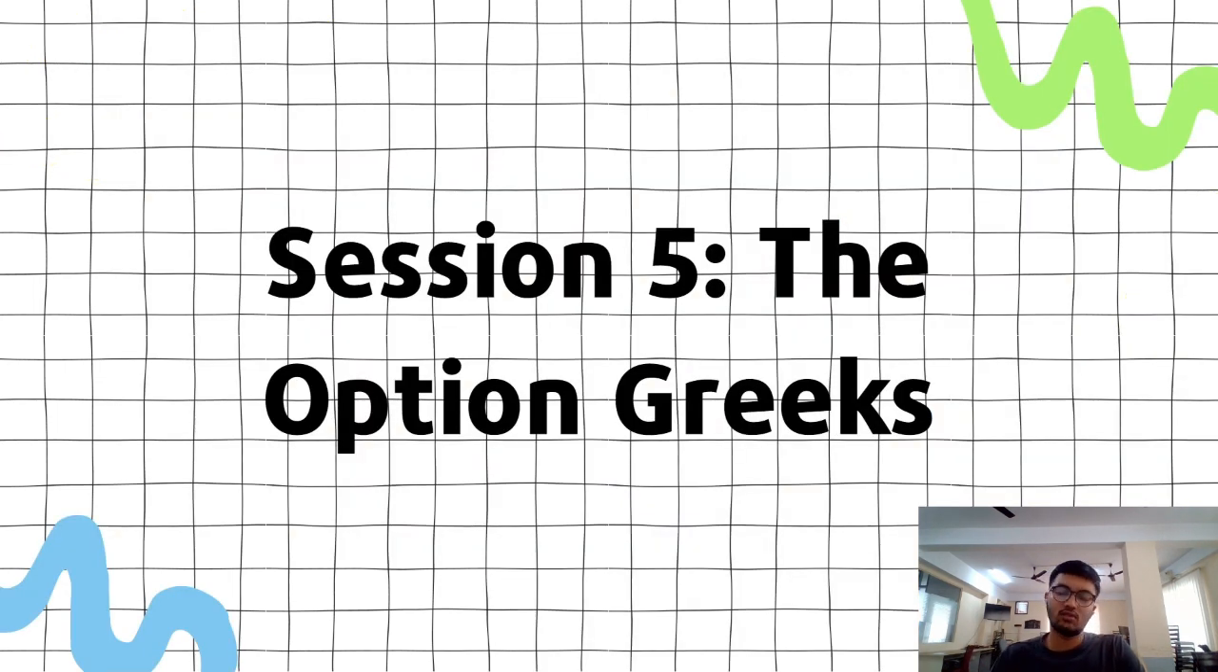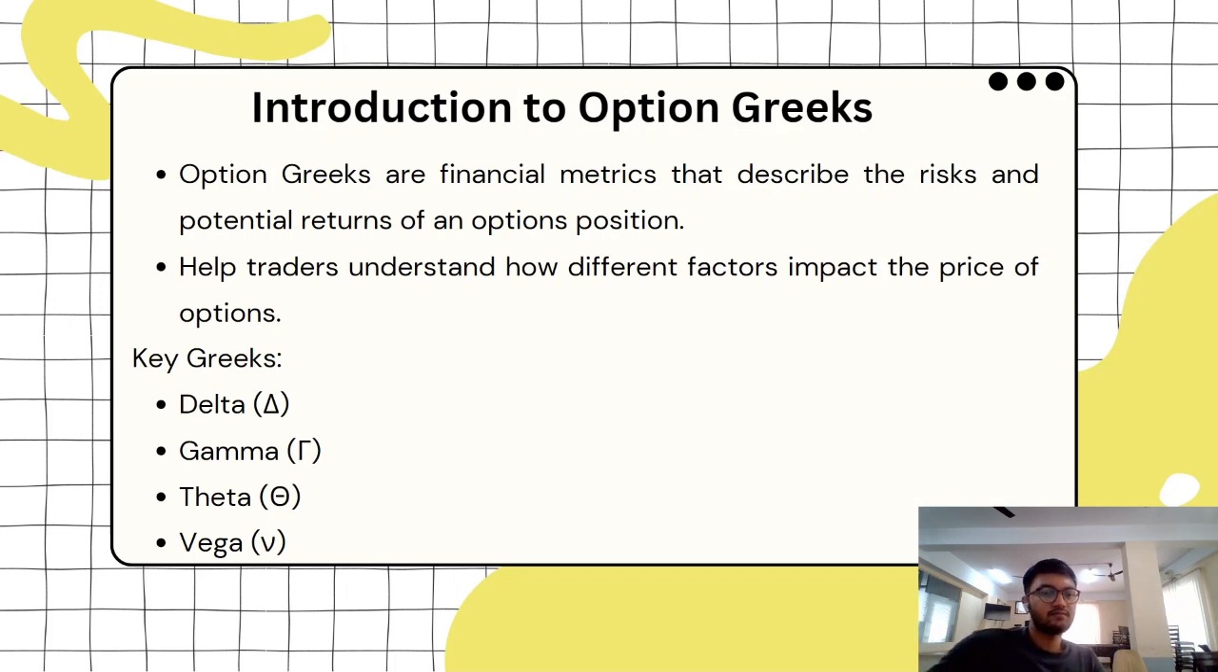Let's talk about option Greeks. All these things I was telling you about, how a 1 rupee change in the price of the underlying changes the premium by 0.5 or 0.4 rupees, and at the money, out of the money, in the money, how exactly these things are changing with time and with a lot of variables involved. These are called option Greeks. Option Greeks are financial metrics that describe the risk and potential returns of an option position.